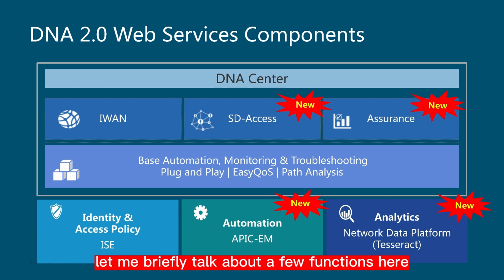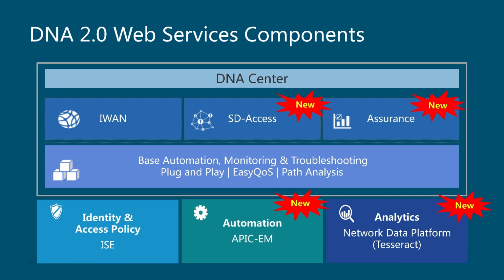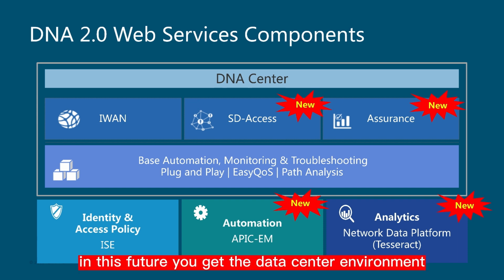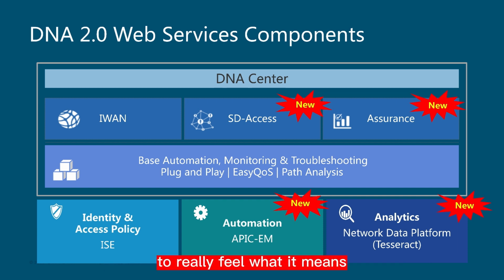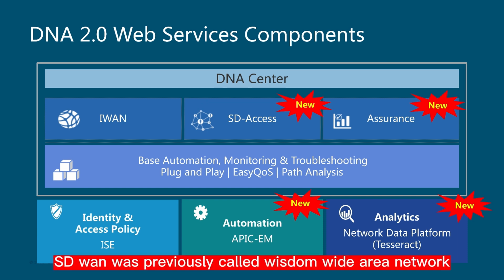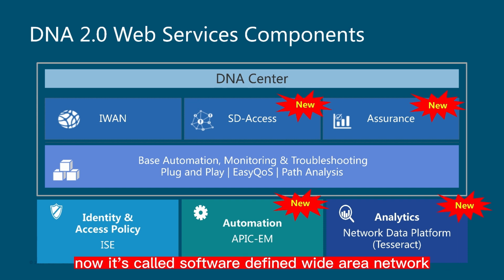Let me briefly talk about a few functions here. The first one is SD access. Software-defined access. In this future you get the data center environment, to really feel what it means. I-WAN is now called SD-WAN. SD-WAN was previously called Wisdom Wide Area Network. Now it's called Software-Defined Wide Area Network.